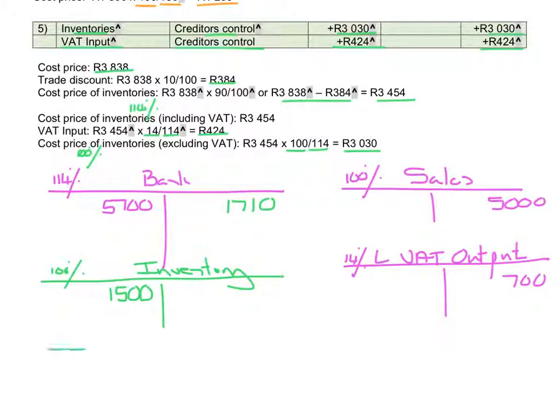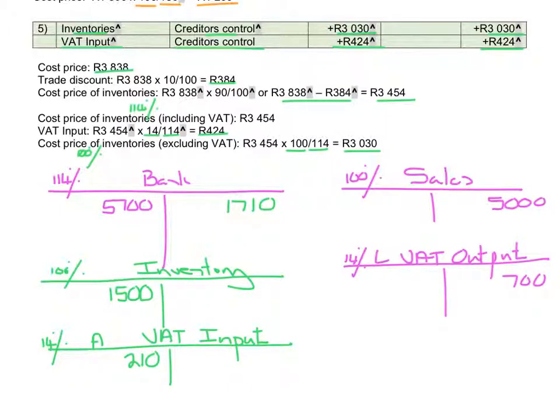And we will open a VAT input account to indicate that we create an asset because we can claim the 210 Rand back from SARS, and this 14% account is an asset. So if we look at this, we see that the bank account is a 114% account. All the other accounts are 100% accounts.